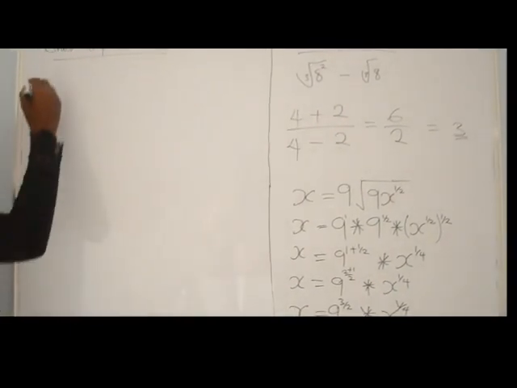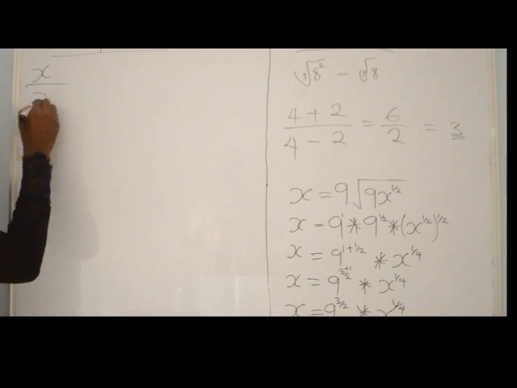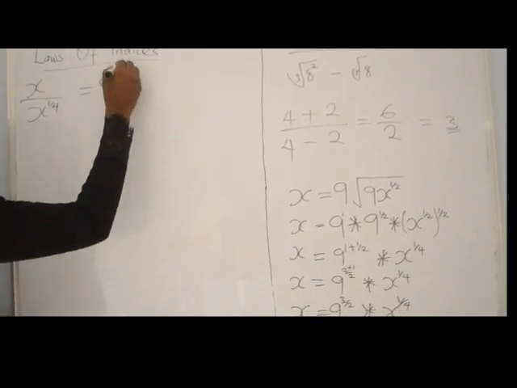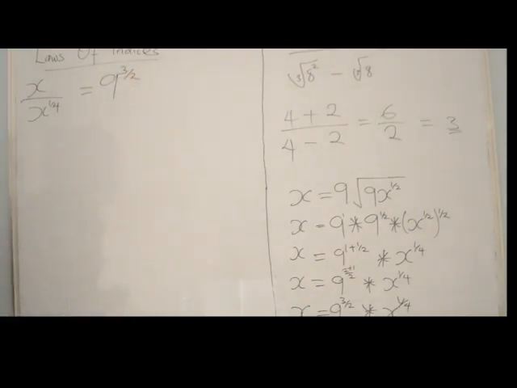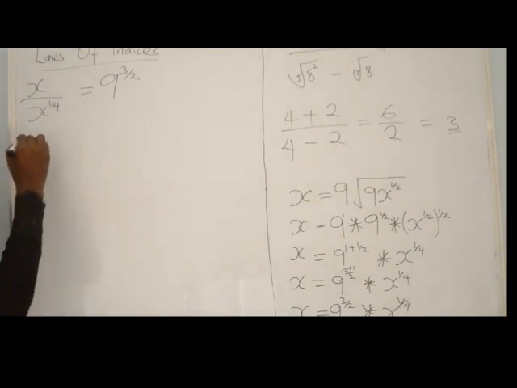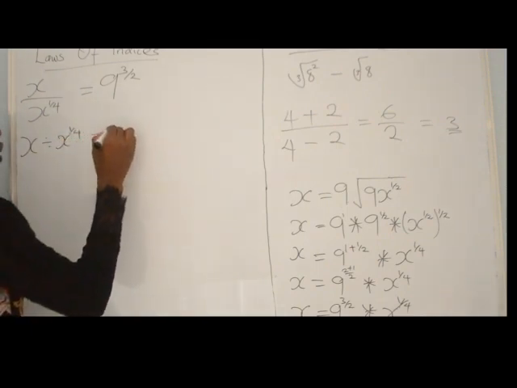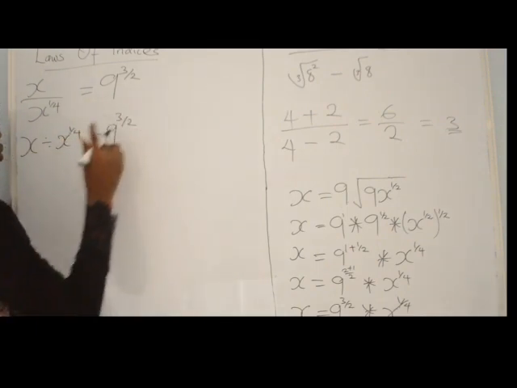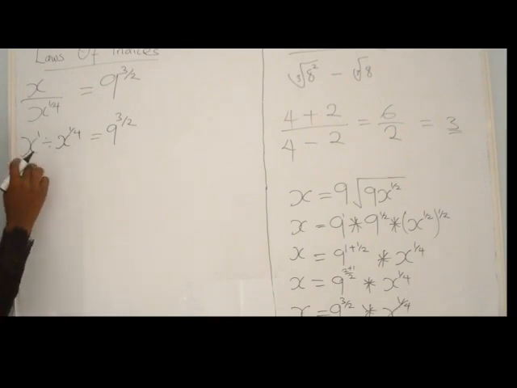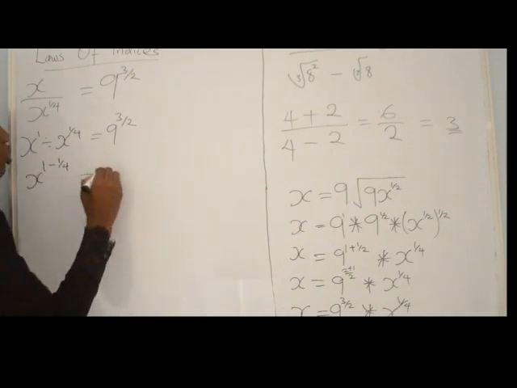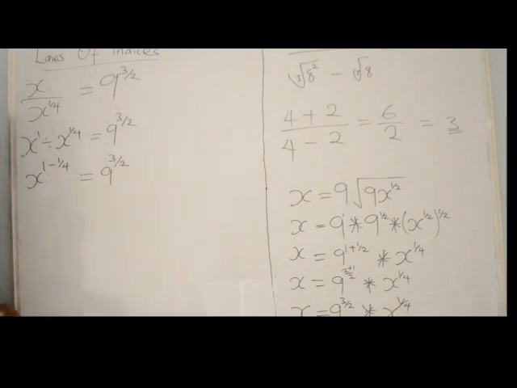So we are having x divided by x raised to power 1 over 4, and that's giving us 9 raised to power 3 over 2. This is our division, so we have to use our division law. We are having x divided by x raised to power 1 over 4 equal to 9 raised to power 3 over 2. Since it is division, the power here is 1, the bases are the same, so we subtract, right? So we have x raised to power 1 minus 1 over 4 equal to 9 raised to power 3 over 2, right?